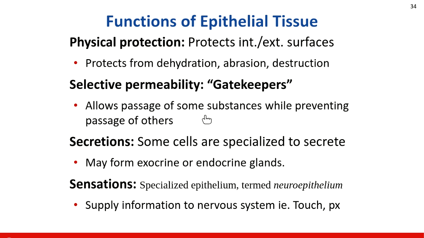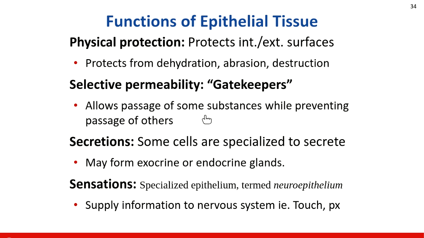Simple epithelium will allow the movement, for example in the alveoli, of respiratory gases to cross the epithelium, but blood cells, like the red blood cell, the erythrocyte, do not cross over. It prevents the passage of red blood cells, but it does not prevent the passage of respiratory gases like oxygen and carbon dioxide.